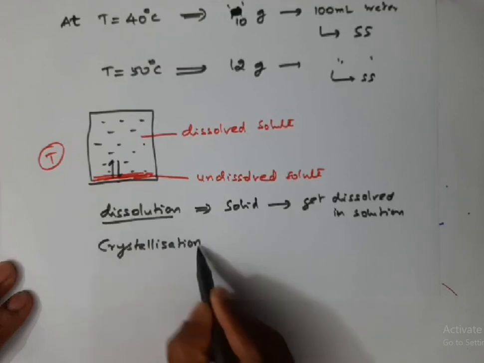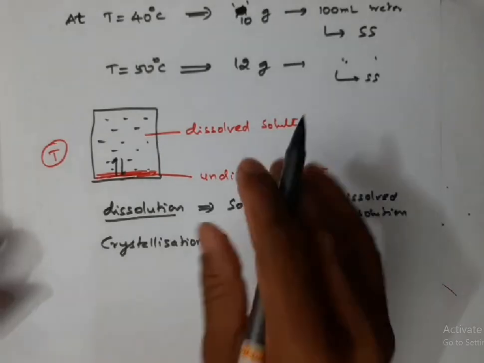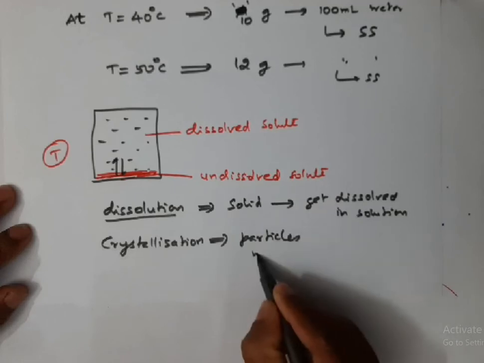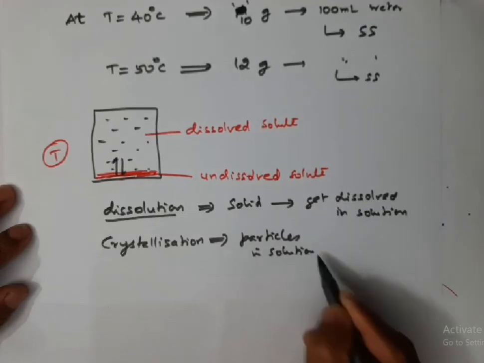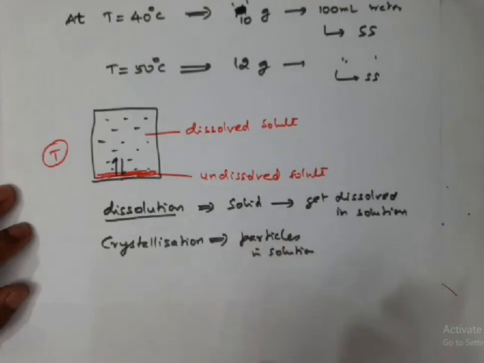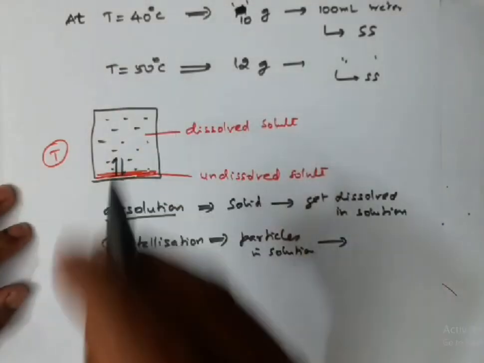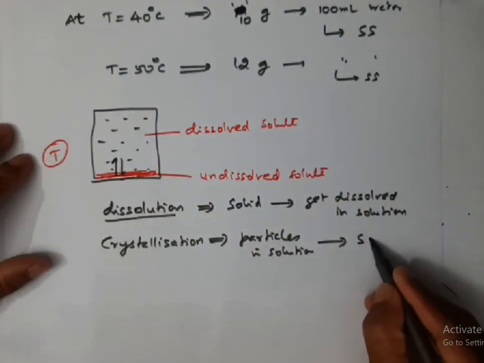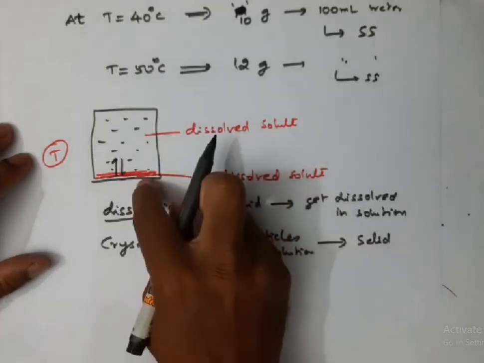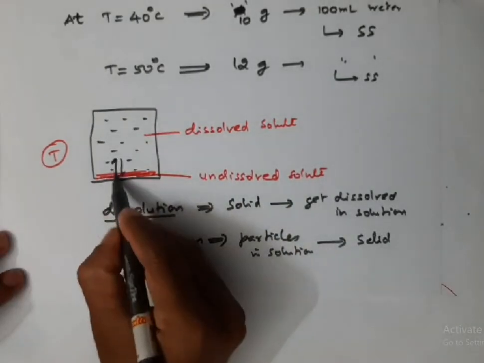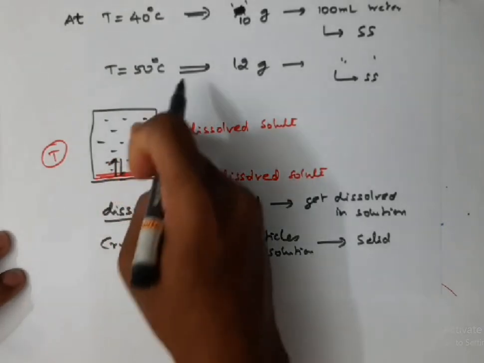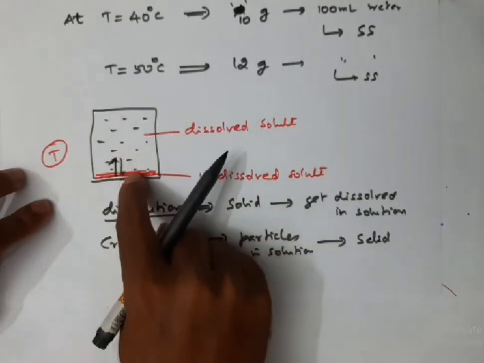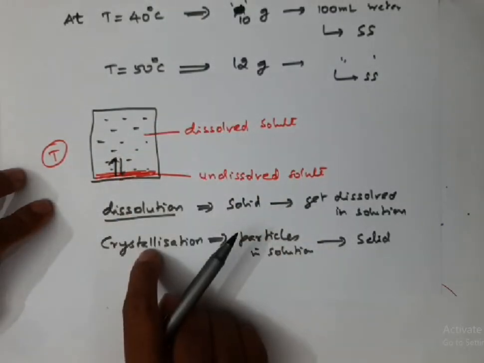Crystallization. Students observe carefully. Crystallization means the particles in solution, the solute particles in solution, approach the solid surface, adhere on the solid surface and become solid. So the process where solid goes into solution is called dissolution, and the process where particles present in solution become solid is called crystallization, right?